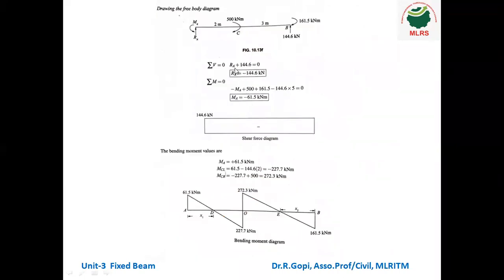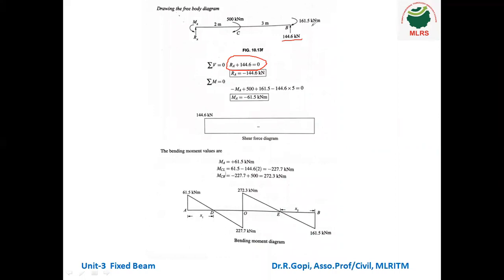So how to calculate RA? Here there is no load. That means RA plus RB is equal to total load. So this point is very, very important. Please note down. This point is very, very important. So RA plus RB is equal to total load. Here load is not given. Then how to find RA? So RA plus the reaction RB, 144.6, equal to 0. Therefore RA is equal to minus 144.6. That means RA reaction is acting downward.